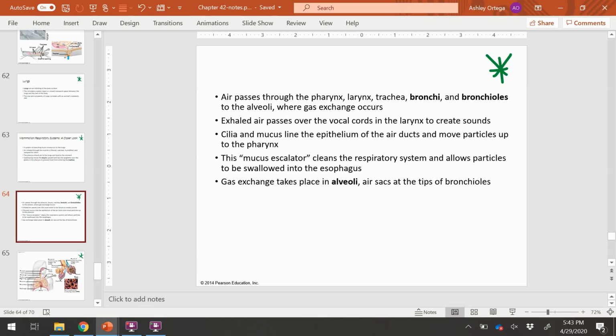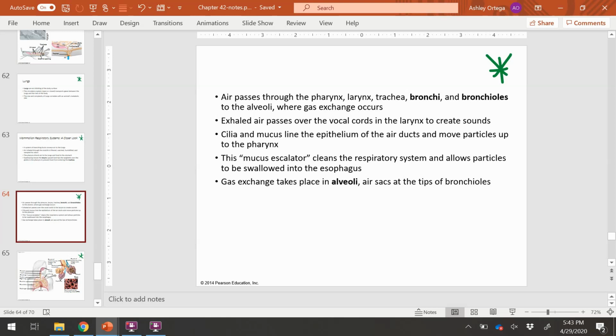And so any pollutants that are inhaled and stick to that sticky, moist surface are going to be moved by cilia and mucus up and, hopefully, out of the whole system and back into the pharynx, where they can be swallowed through the esophagus. Most likely a bacterium or something foreign can be killed by the stomach acid. That's called the mucus escalator. It cleans the respiratory system and allows particles to be swallowed into the esophagus.